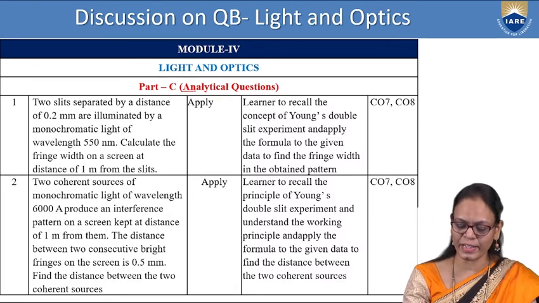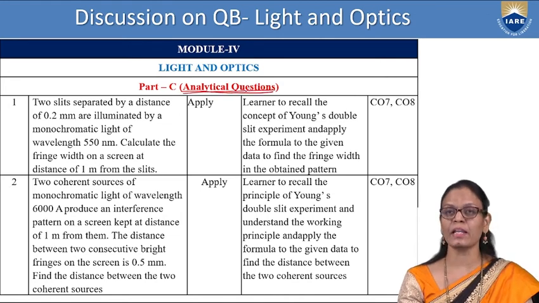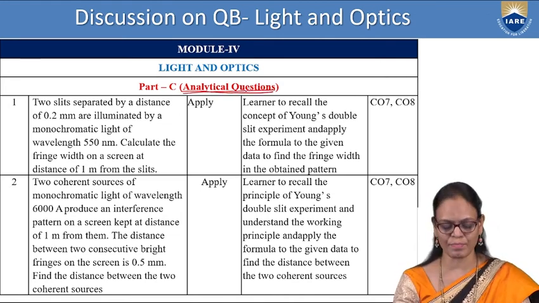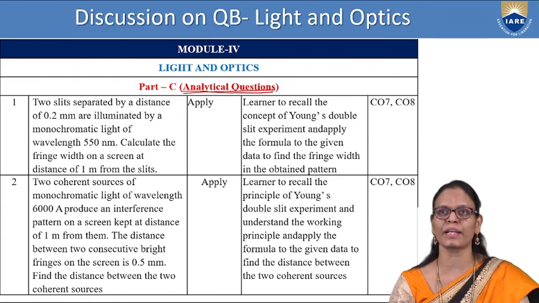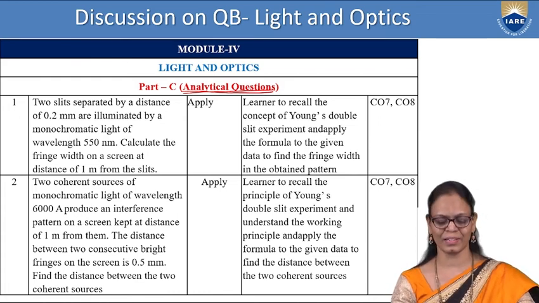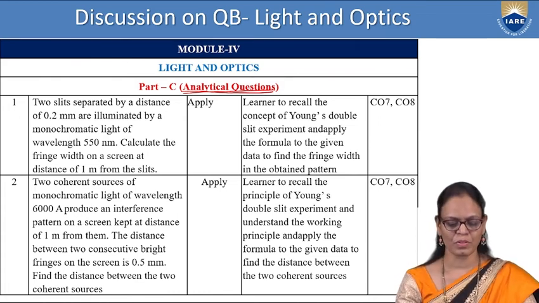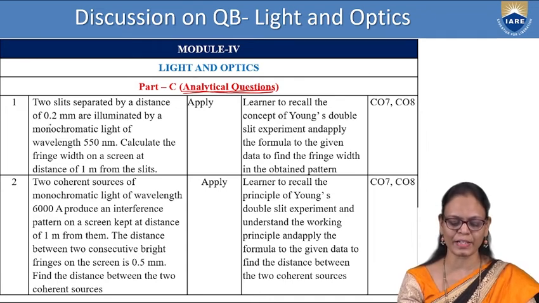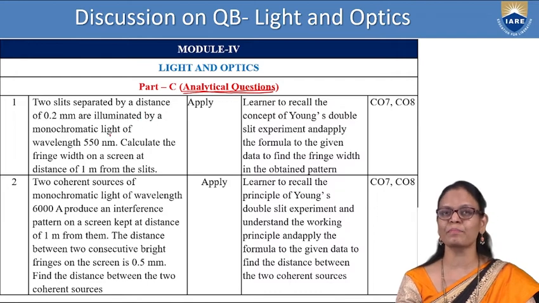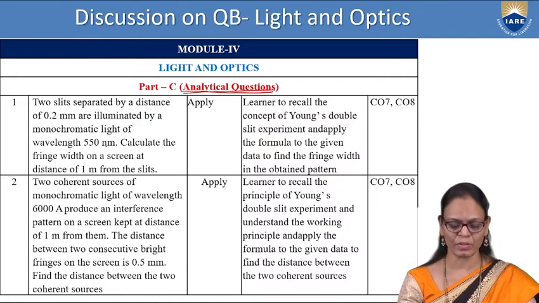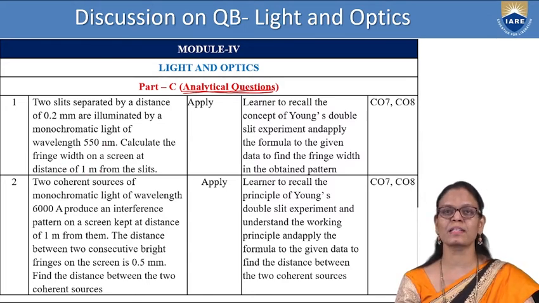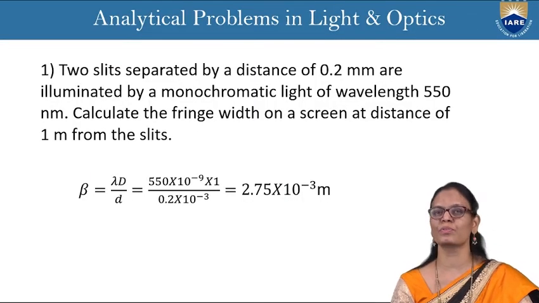Now coming to analytical questions. Again, I am not going to solve the questions. I am just going to give the brief outline of how to solve these numericals. So the first one, 2 slits are separated by a distance of 0.2 mm. And they are illuminated by a monochromatic light of 550 nanometer. Calculate the fringe width. And the screen is placed at a distance of 1 meter. So let us see the steps of how to do it.